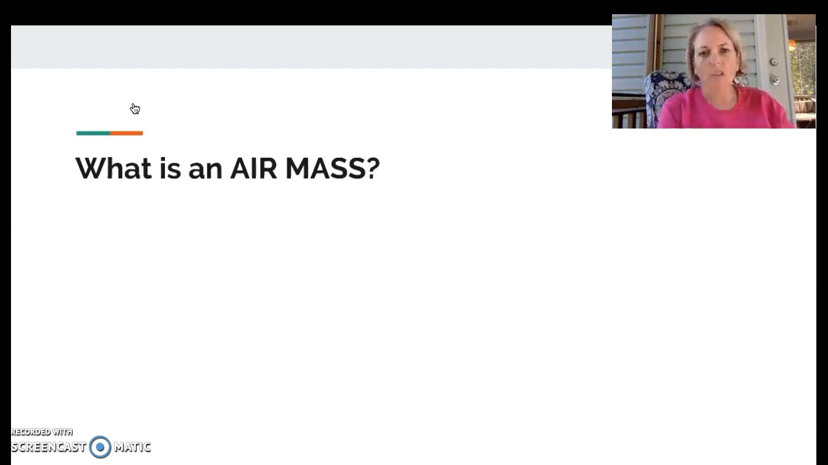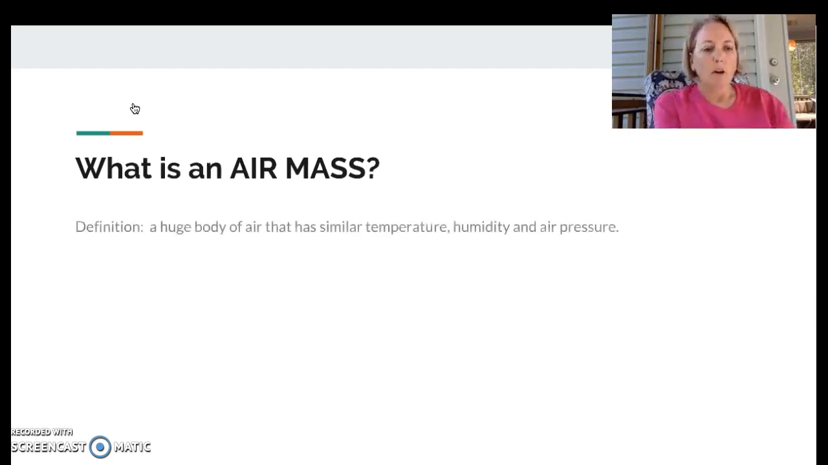So first we have to be able to define what is an air mass. All right, the definition is a huge body of air that has similar temperature, humidity, and air pressure. So if we were to take a look at our United States and one big chunk of air resting over top of it, that air mass would have similar temperature, humidity, and air pressure.